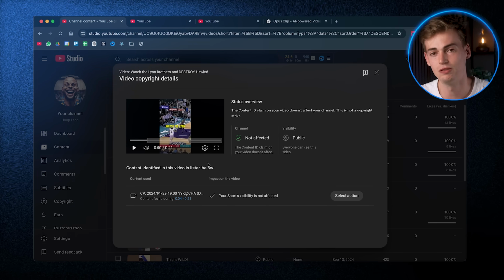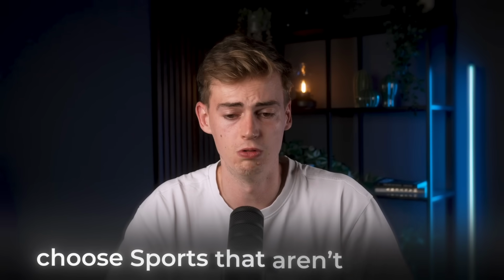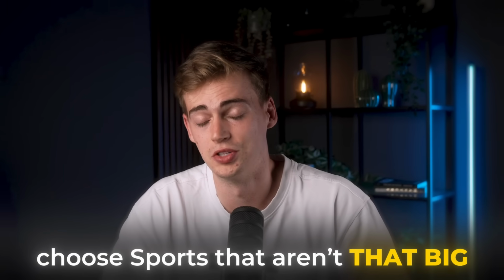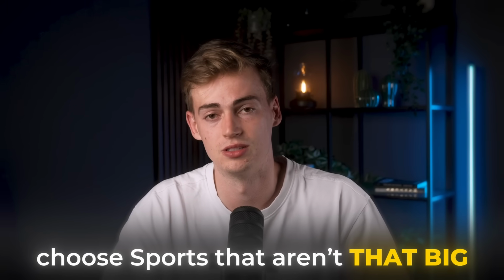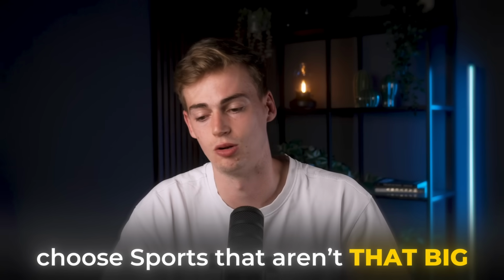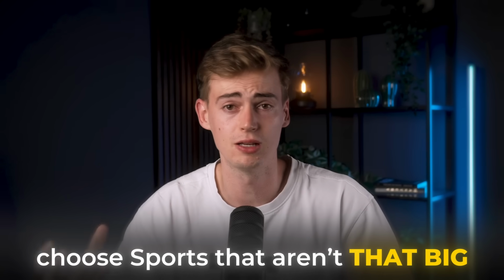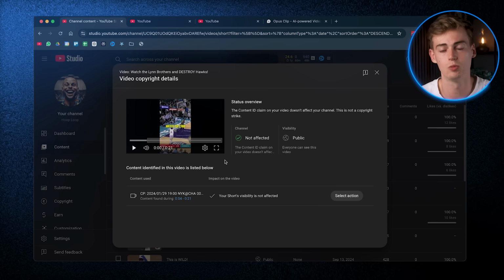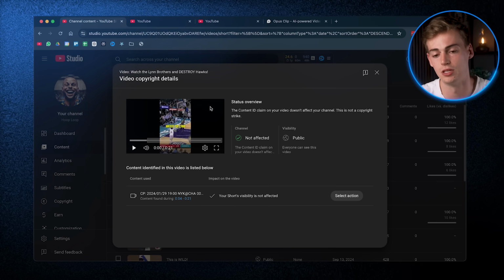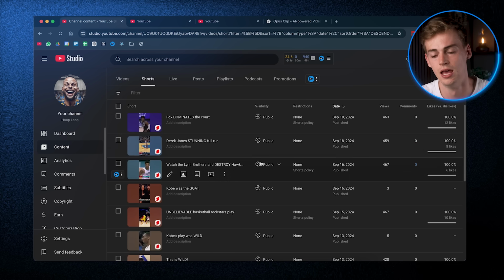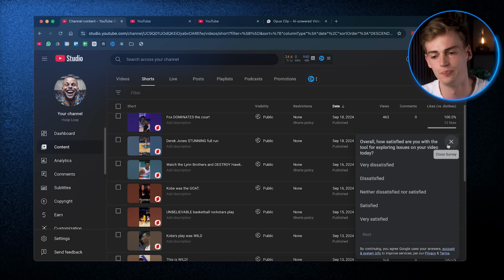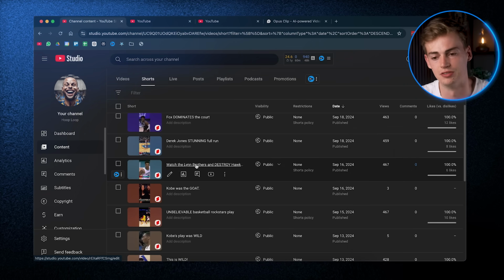If you want to do this with sports, choose sports that aren't that big, but at the same time, you want to have big sports because otherwise, how are you gonna get the attention? So I think like surfing is kind of like a big sport. Also, everyone still wants to watch surfing, so that might be a good alternative to this one. But basically, what we're gonna try here is we're gonna try something different.